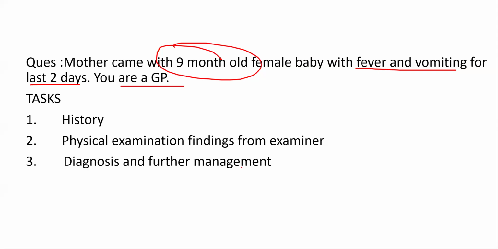So it's a 9-month-old coming to you with a fever and vomiting. When you get fever with vomiting, you know that there must be something infectious going on, right? So you'll start with the infectious causes first, and then you go to the GIT causes.